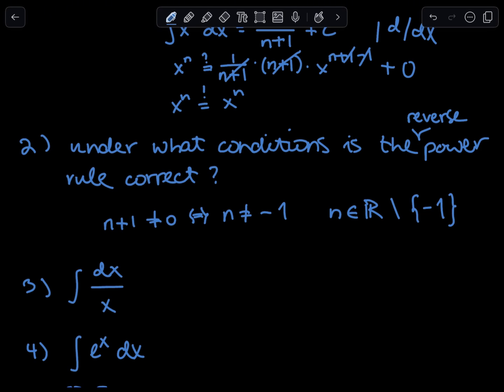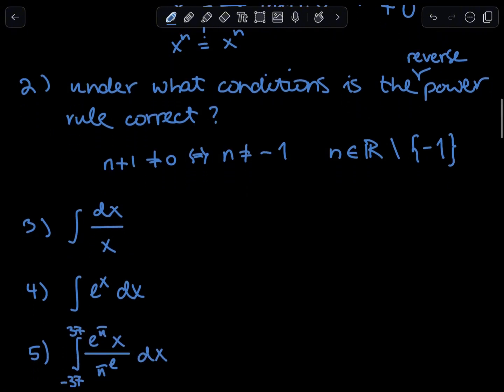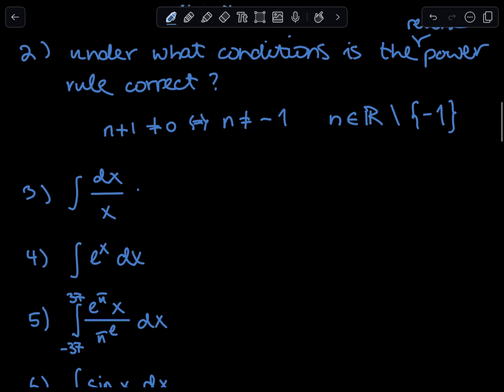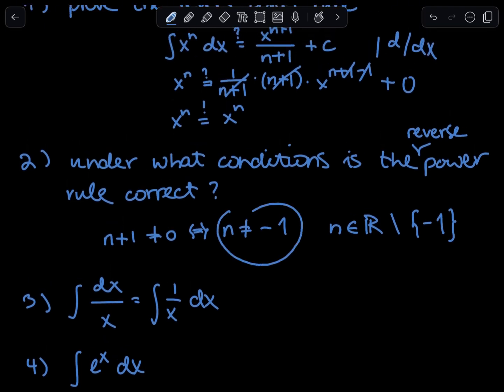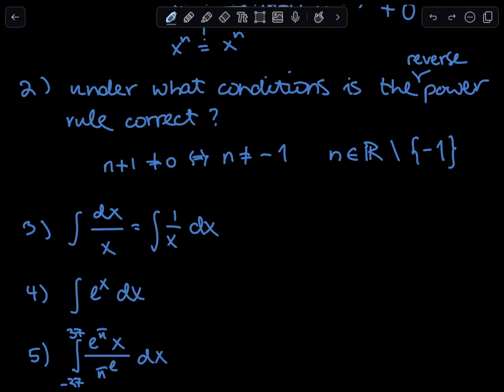Next, we have the integral of dx over x. So we can say this is just the integral of 1 over x dx. You're allowed to do that. So here they're just asking us, actually, what do you do when n is minus 1, right? This is the same case that we excluded previously. So obviously we can't use the power rule. What can we use instead?